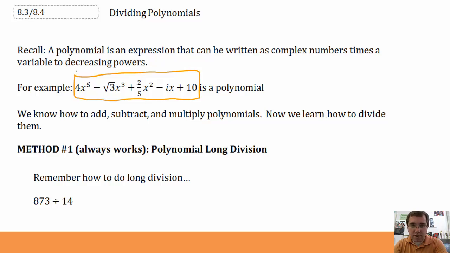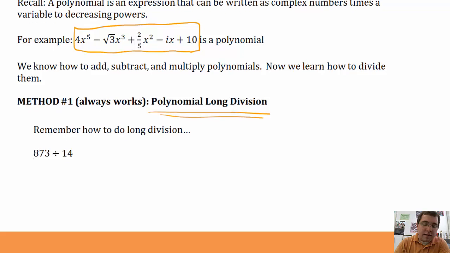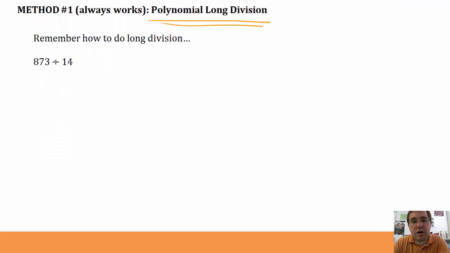The first one, which will always work for any polynomials that we're dividing, is called polynomial long division. And it uses essentially the same process as the long division you would have done back in elementary school. So remember how to do long division of numbers. If we have 873 divided by 14, we write the 873 underneath the division sign and a 14 outside. We take the 14, it doesn't divide into 8, so we look for how many times 14 divides into 87, and it goes in 6 times.